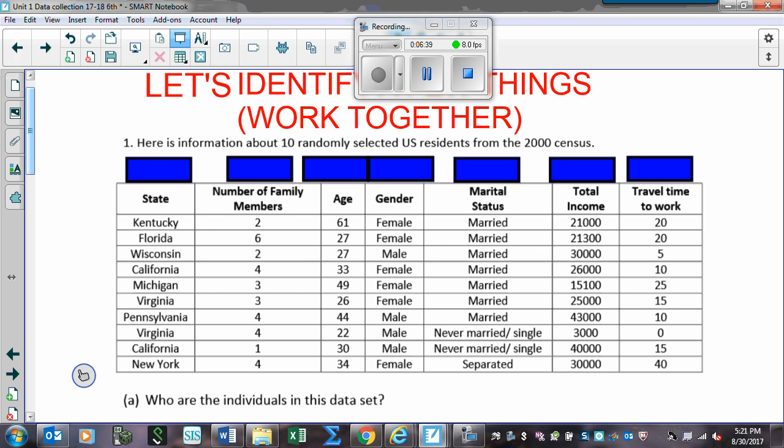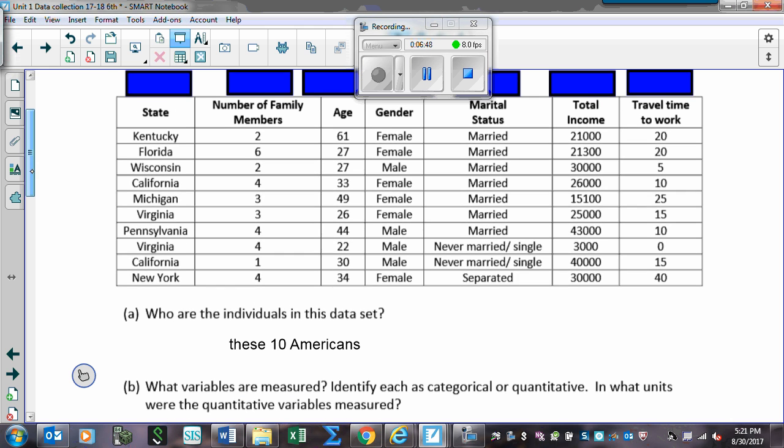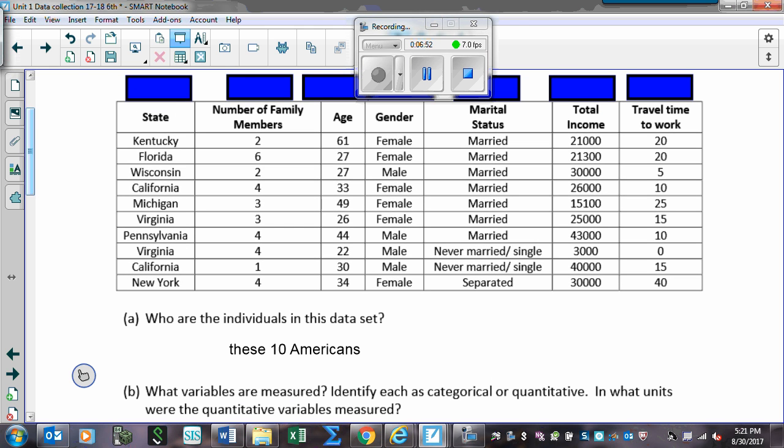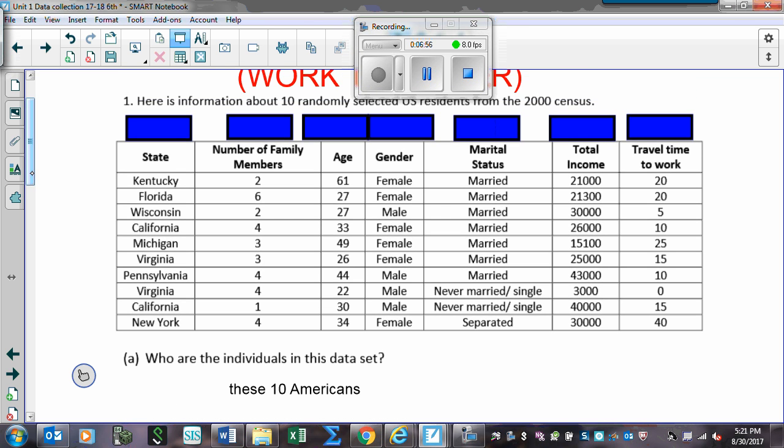But we want to make sure that we know what we're talking about, because we're going to need to know the context of all the problems that we're working on. So what variables are being measured, and identify each as categorical or quantitative. You might want to try this on your own first, with those rules of what's quantitative and what's not. And if you're not pausing, or if you pause and come back.